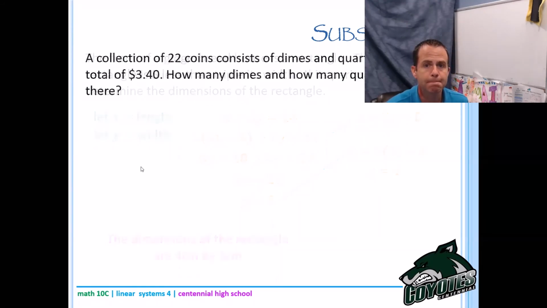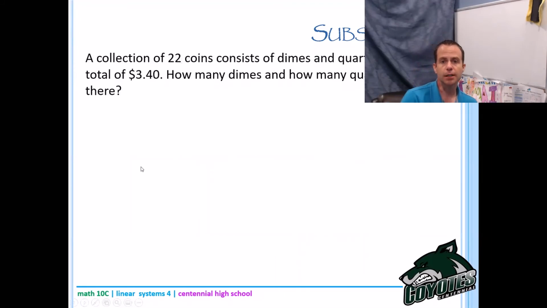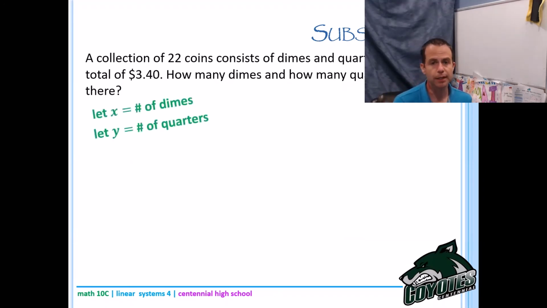Okay. All right, a collection of 22 coins consists of dimes and quarters, worth a total of 340. How many dimes and how many quarters are there? So here we go, we've got to start with the legend. Well, what are we talking about? We're talking about the number of dimes and the number of quarters. So that's where my legend is going to come from.